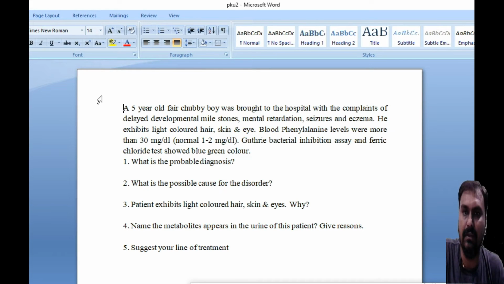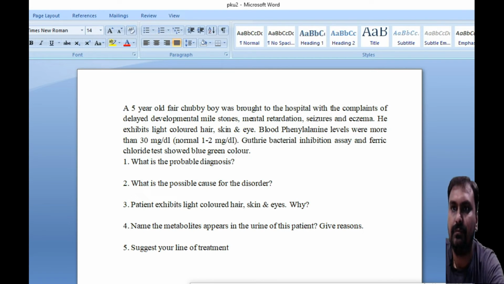Which metabolites appear in the urine? Phenylpyruvate, phenyllactate, phenylacetate, these are the substances that are accumulated. As for the line of treatment, we can give the patient a diet which is low in phenylalanine. Okay. This is about the case.